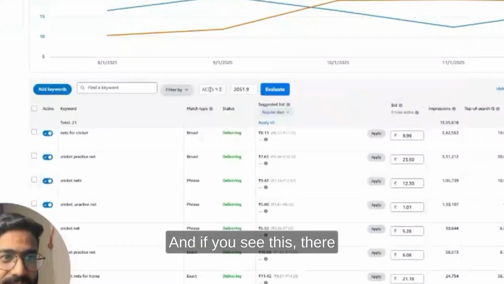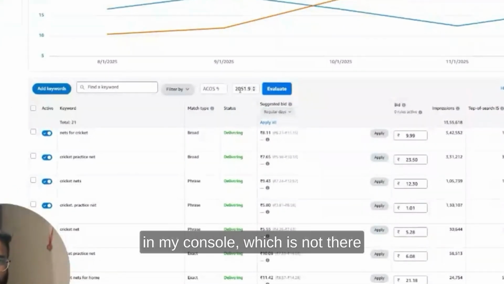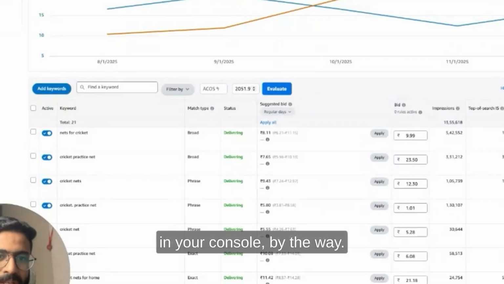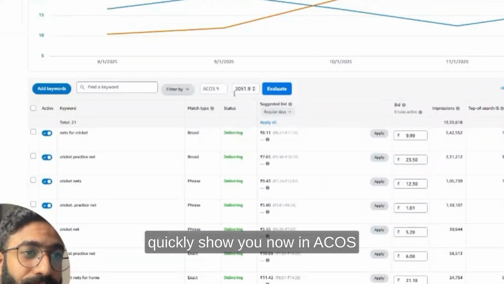And if you see this, there are three different columns, you will see this different in my console, which is not there in your console, by the way. I will tell you how you can do that as well. But how this works is I'll quickly show you.